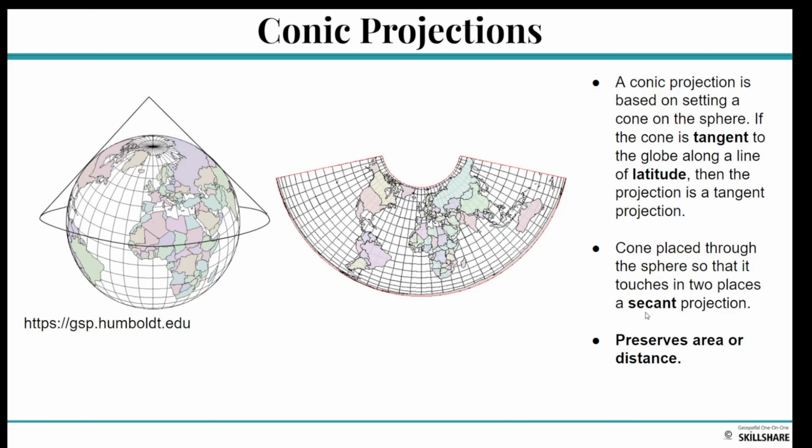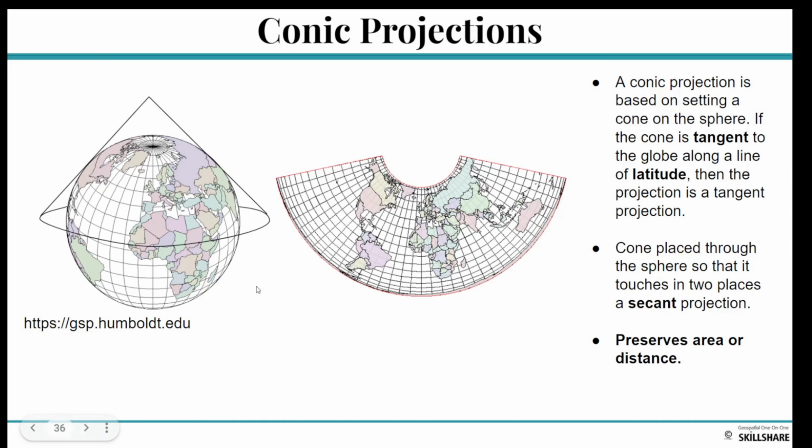There's something called secant projection under conical projection, which is basically when the cone is slid, not just put on top of the globe, but slid through the globe such that it can pass through the globe, and then it can touch the globe at multiple ends from here. Then we say that it's a secant projection.